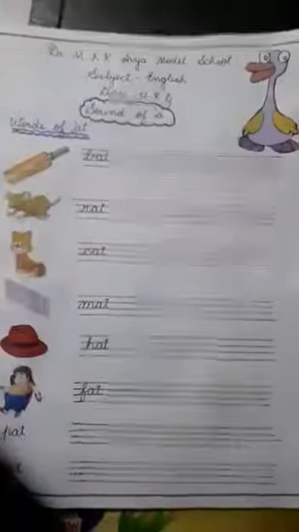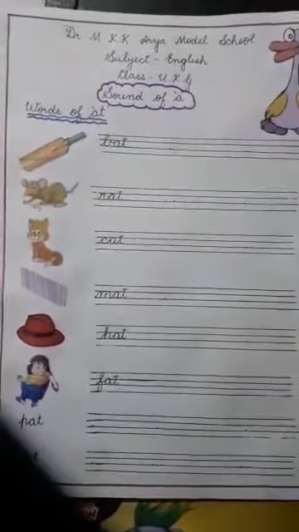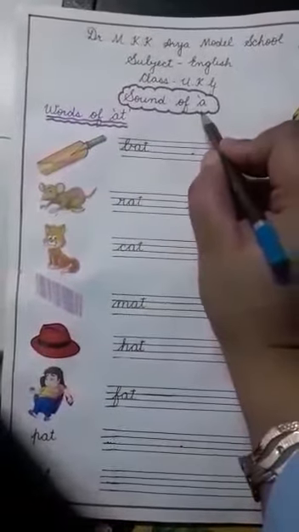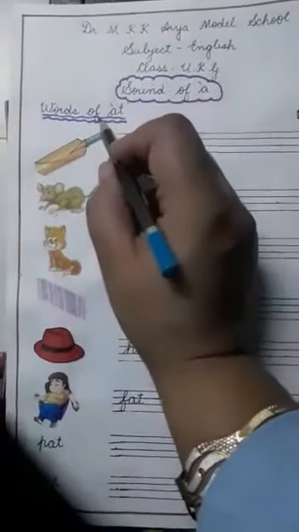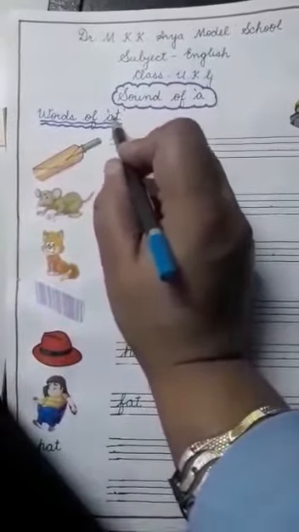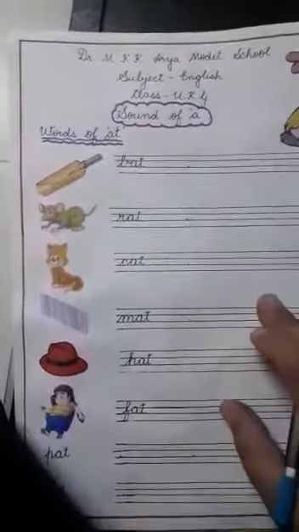Now I will show you in the worksheet how to write 3-letter words. Okay kids, now we will start the worksheet of the sound. It's written sound of A. Sound of A and the words of at. Words of at. This is at. And all we will do the words of at only.